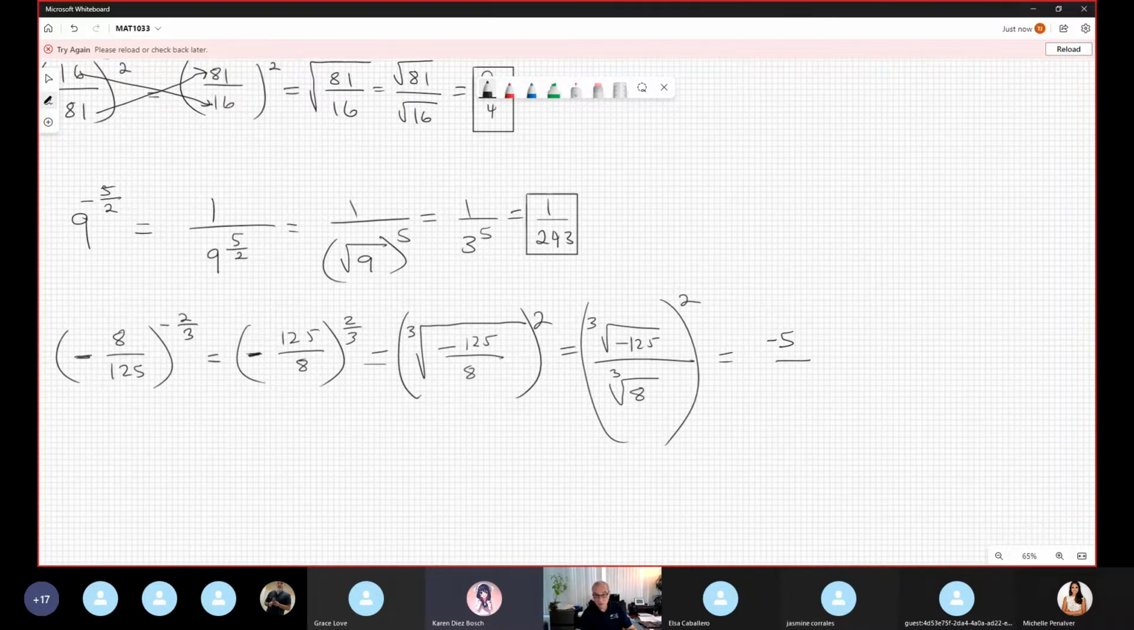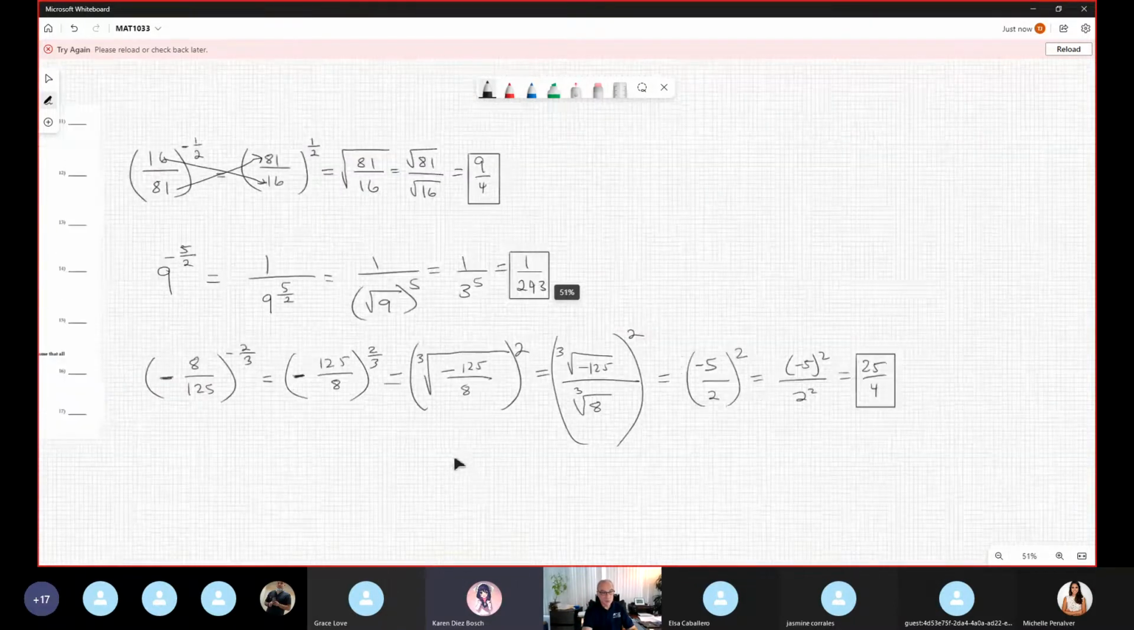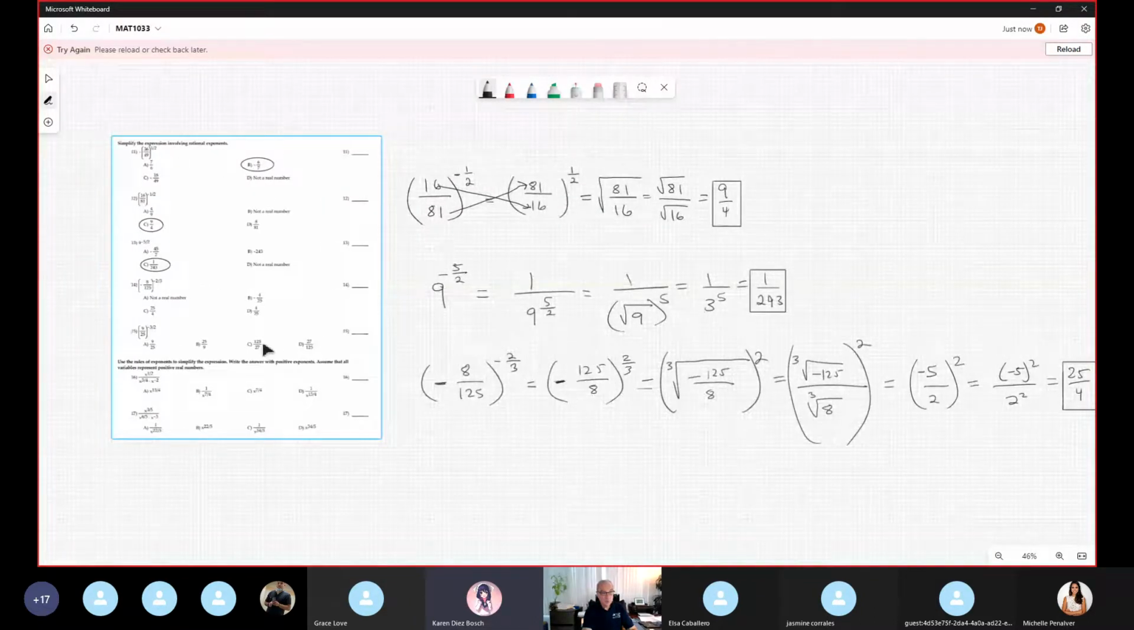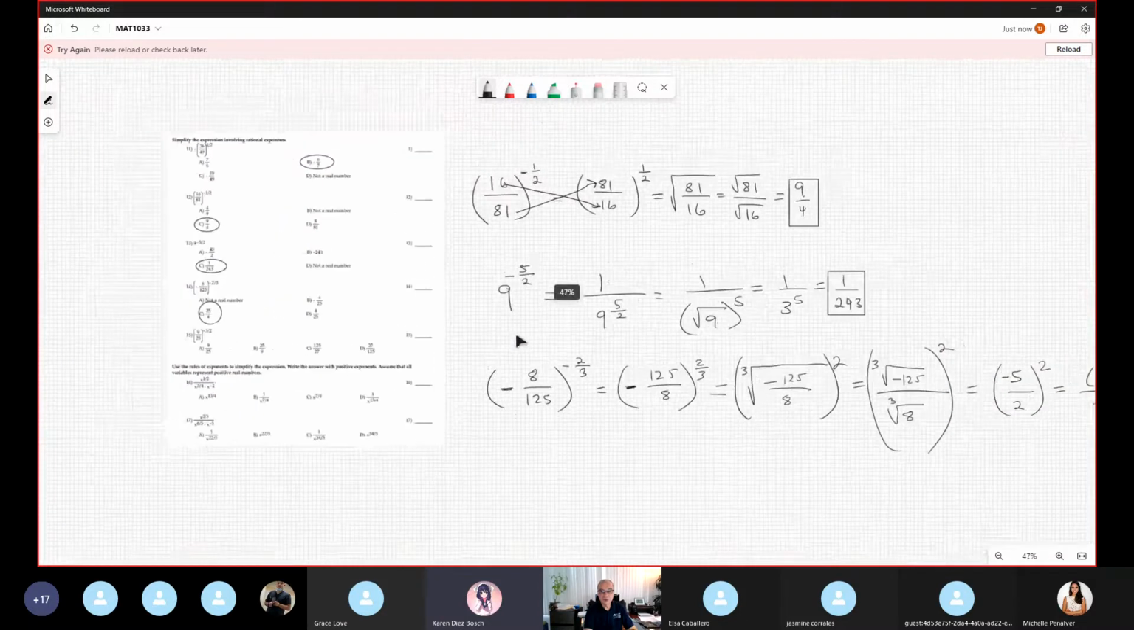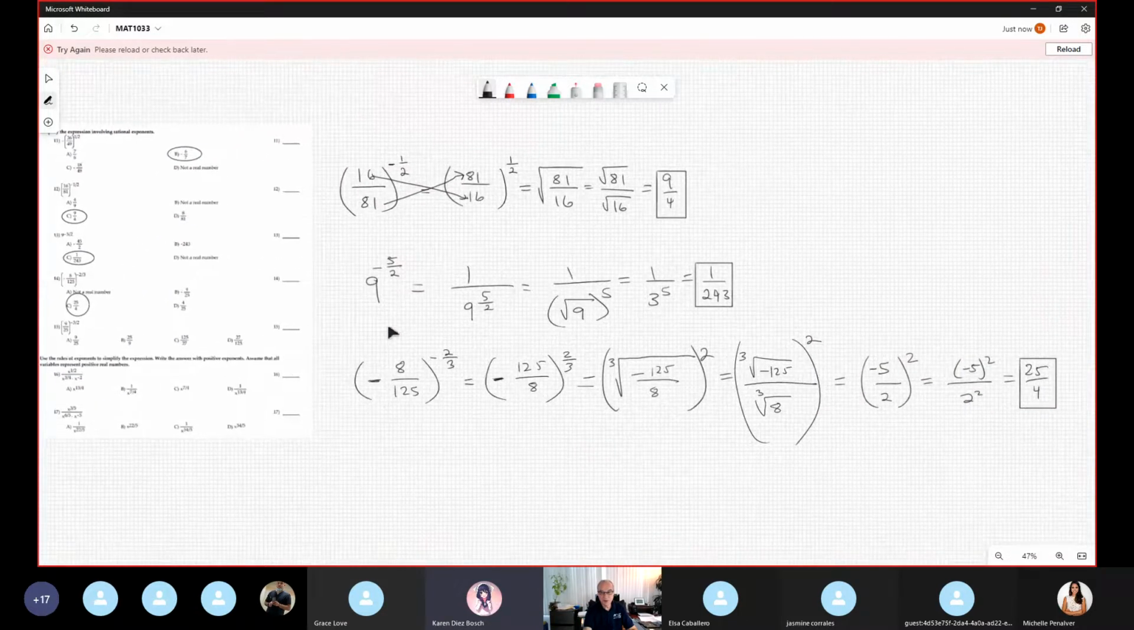And the cubic root of 8 is 2, and you square. The square is like negative 5 squared and 2 squared. This is 25 and 4, and positive, of course. 25 over 4. There you go. It's too long, but there's no big deal. It's super easy, eh? Do one more. Do one more.